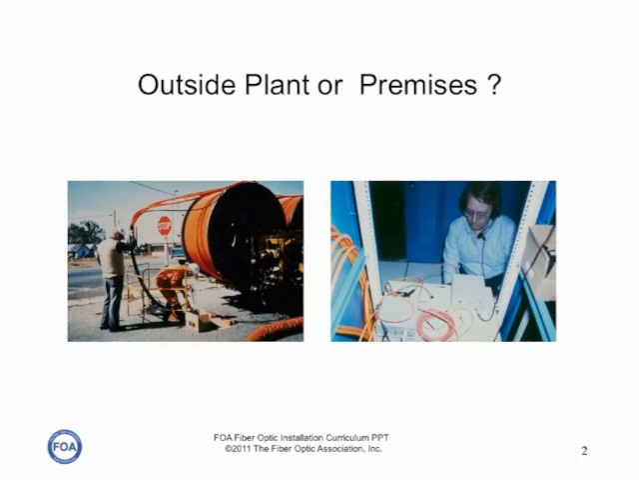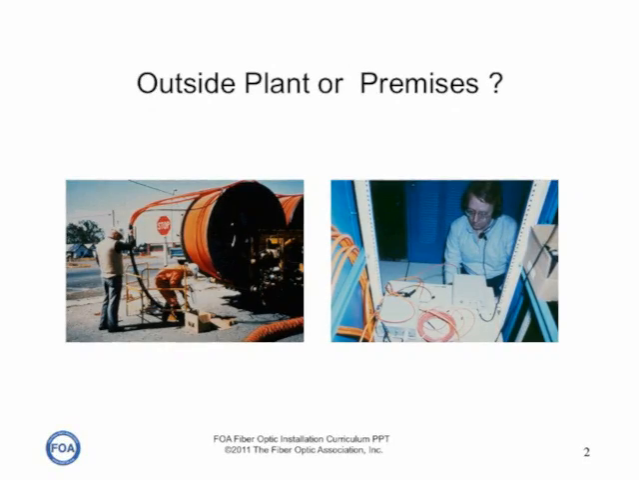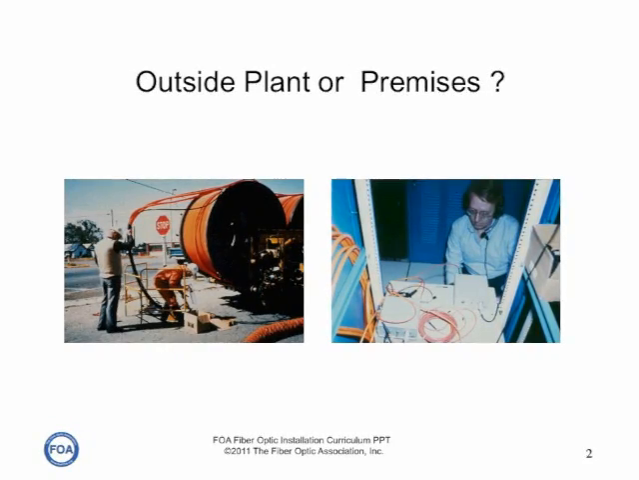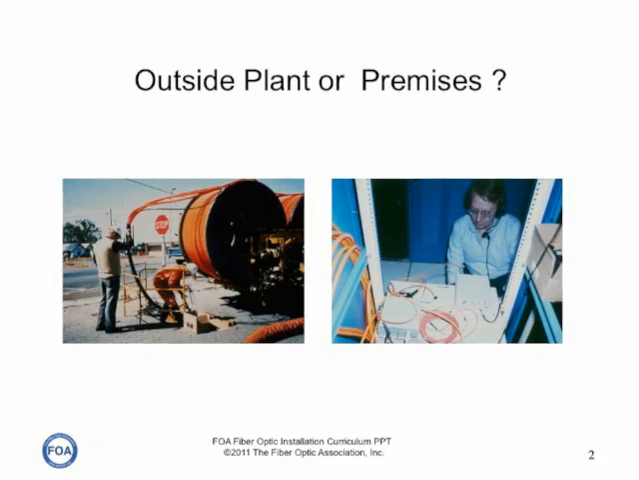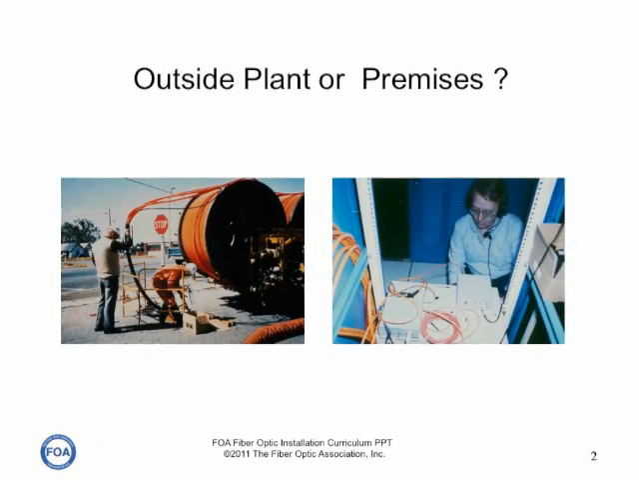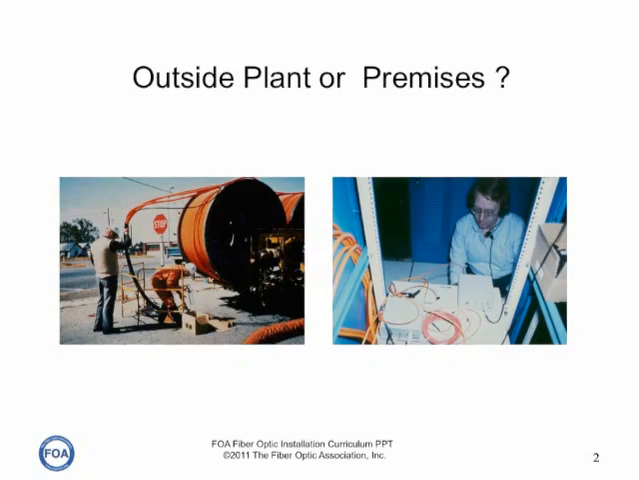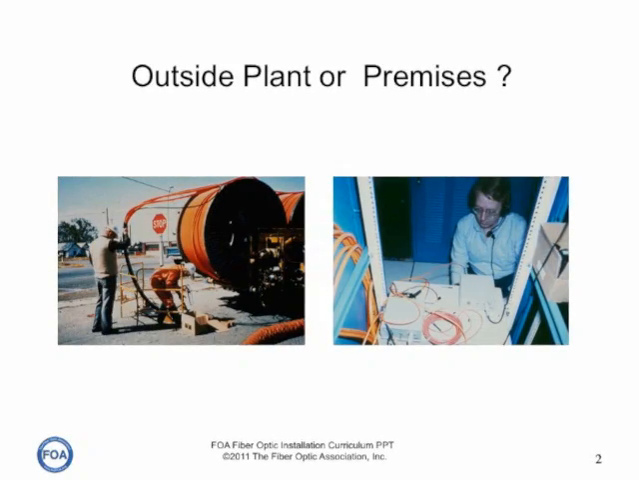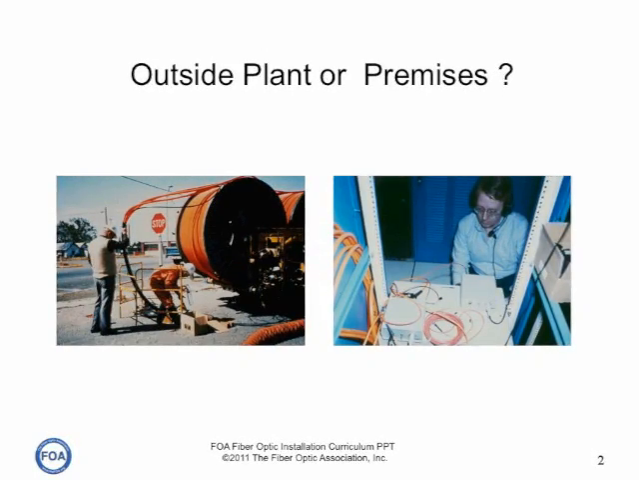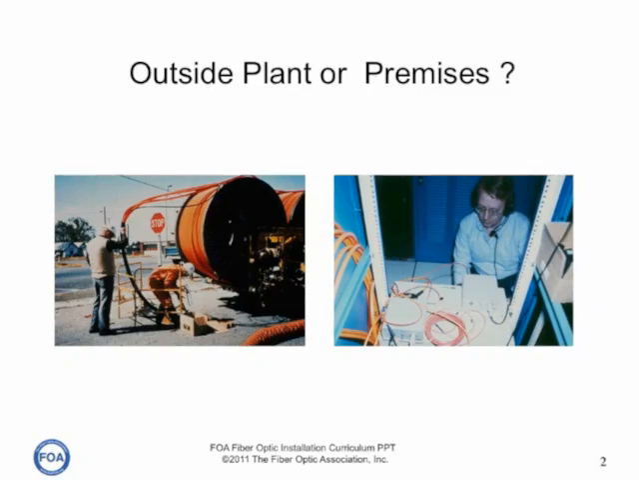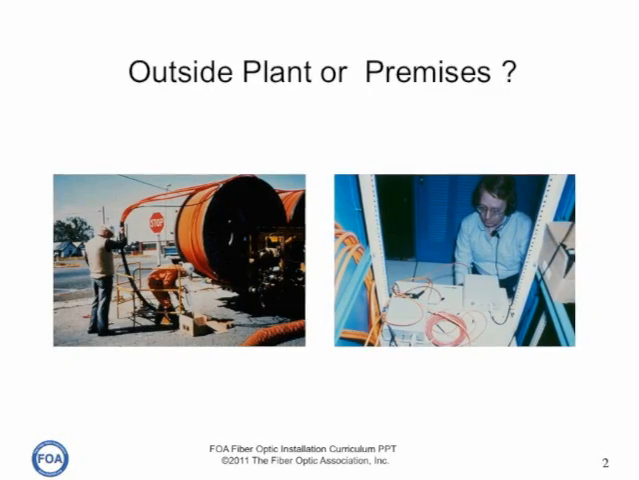There are two categories of fiber optic installation: outside plant and premises. And of course they are defined by their names. Outside plant are cables that are installed outside, and premises cabling is installed inside buildings. They're quite different. Let's look at how they're different.